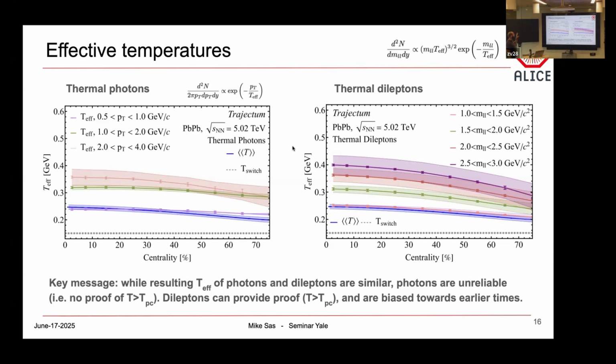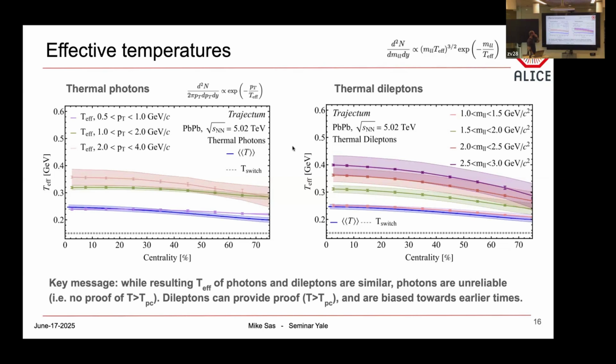So here we have the 2 effective temperatures, as if you would use the model as an experiment and measure the temperature as a function of your collision centrality. On the left, we have photons for different PT cuts, and on the right, the dileptons for different invariant mass cuts. In blue, it's each time the average temperature from the model. Here it's also the switching temperature when you go to freeze out, and this is 150 MeV.